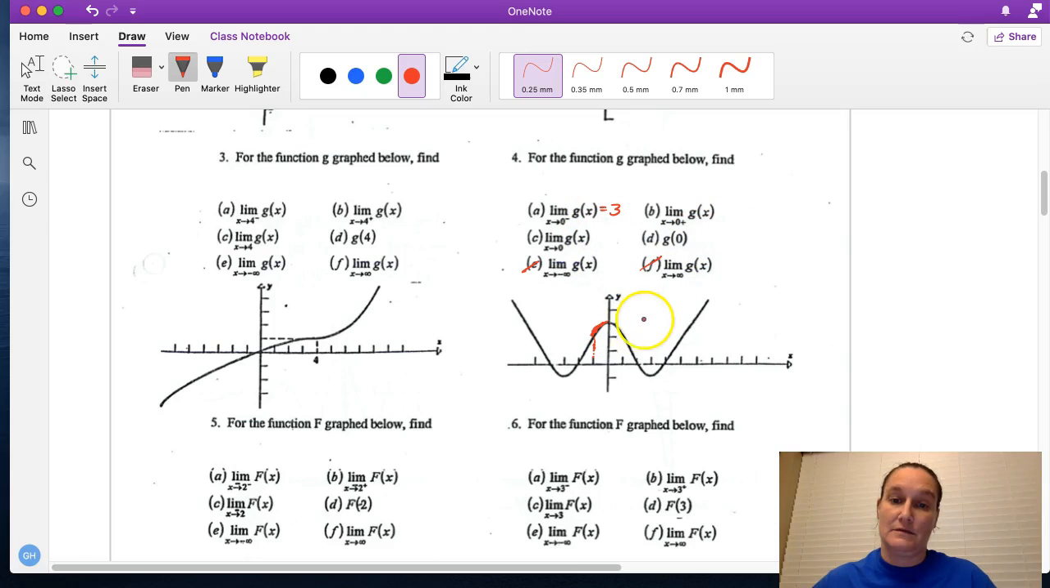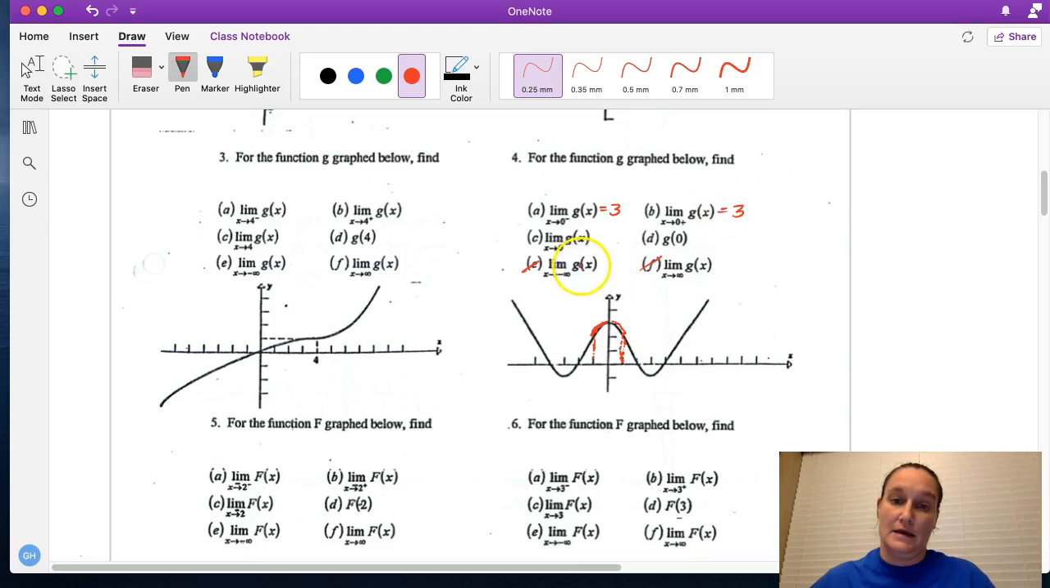All right, and then the same thing from the right. We're going to start maybe at 1. Oops, I didn't draw that very straight. And we're going to travel along and go as x goes to 0. What's happening to our y values? They are also going to 3.